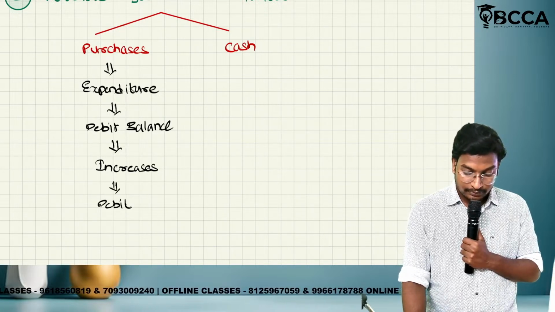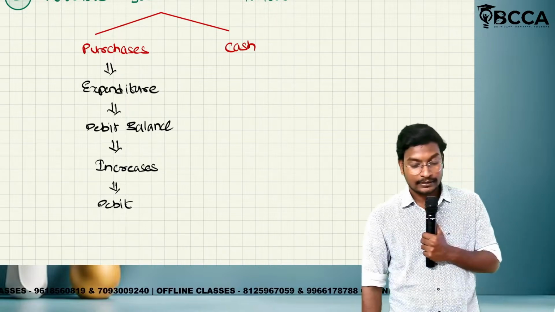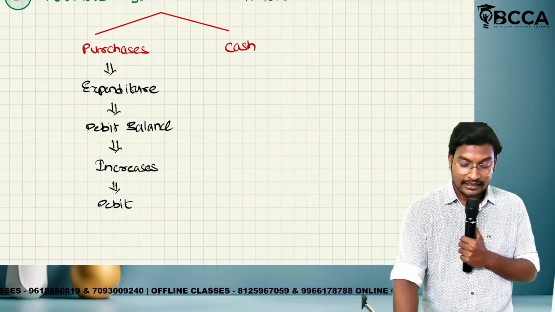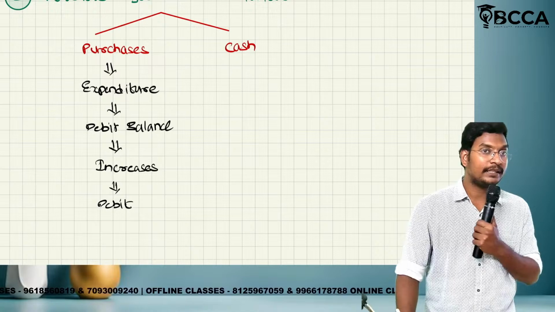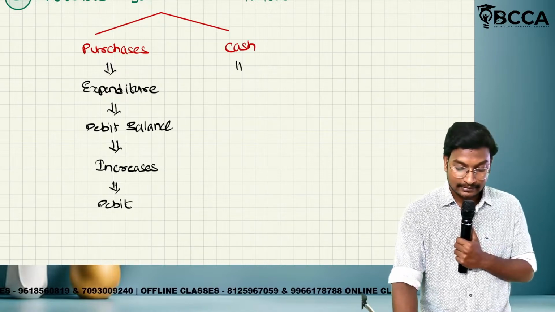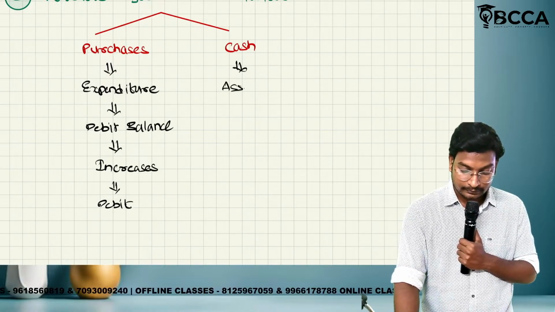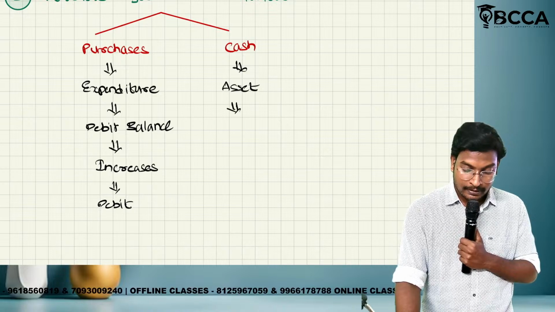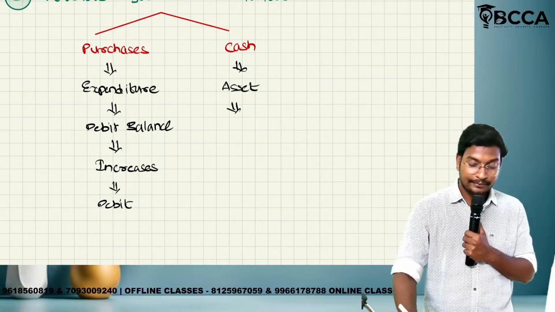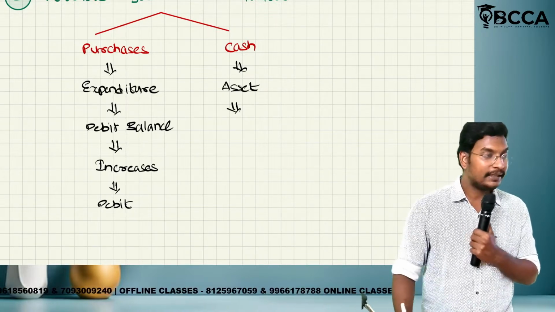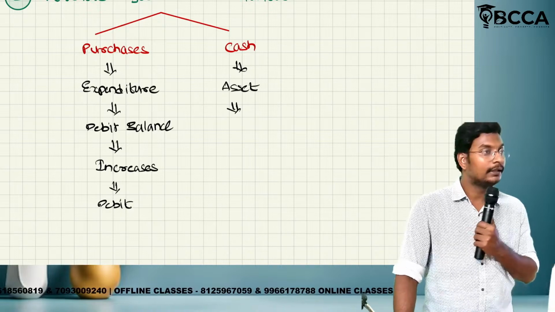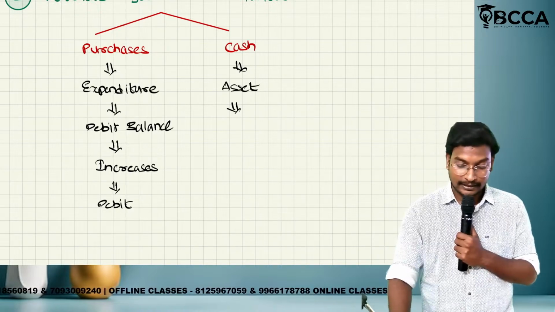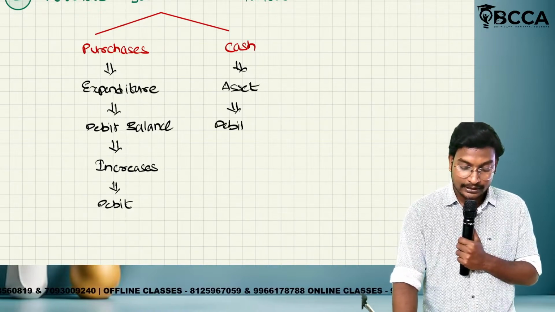We should do debit. Next one, cash. What is the meaning of cash? Asset or liability, expenditure or income? It is an asset. Asset means which balance? Debit balance. Expenditure and asset are debit balances. Liabilities and incomes are credit balances. So asset is a debit balance.